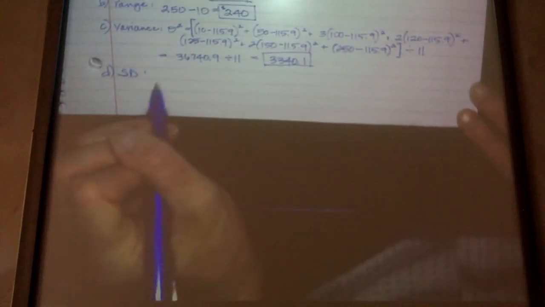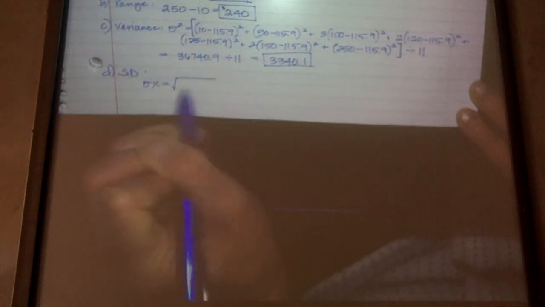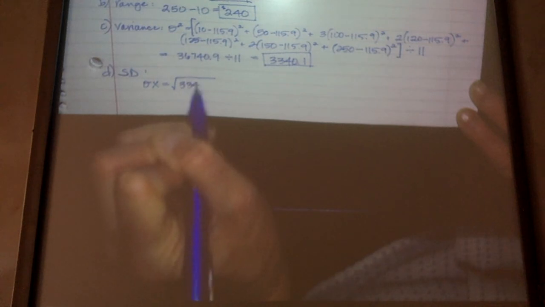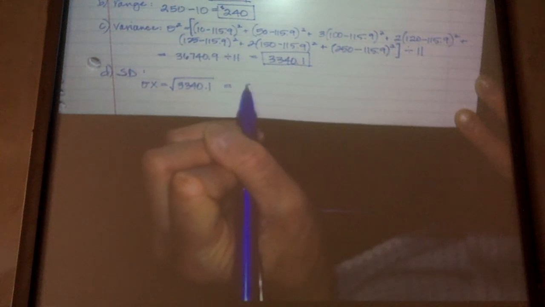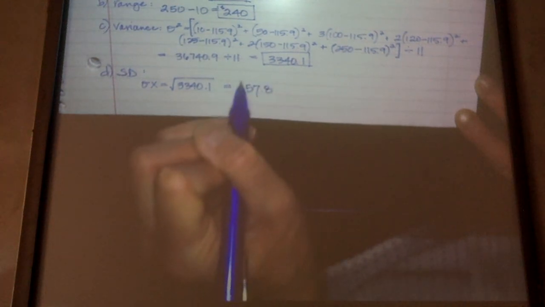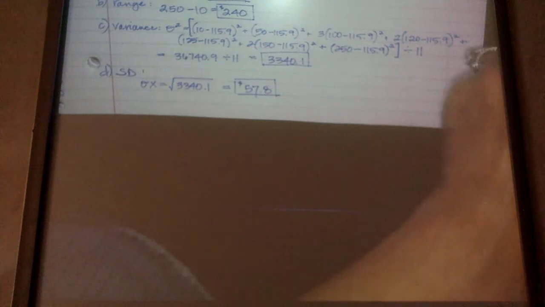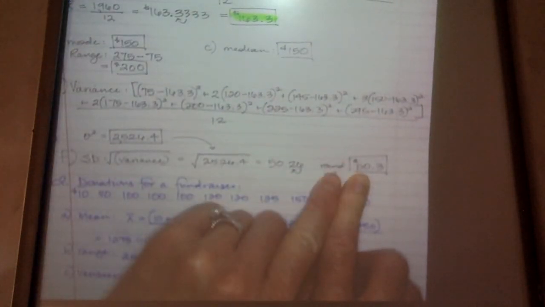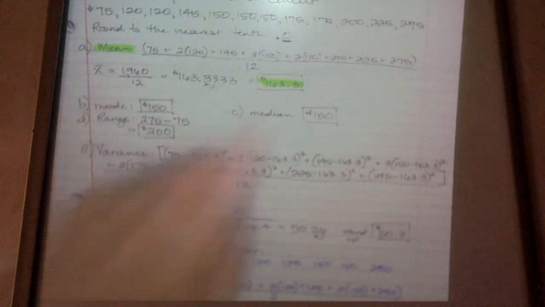Standard deviation, so sigma x equals the square root of what I got for variance. And that equals, if I take the square root, I got 57.8. That means that on average, each piece of data is $57.80 away from the mean. So up here, in the concert ticket prices, my standard deviation represents that each piece of data, on average, is $50 away from the mean.